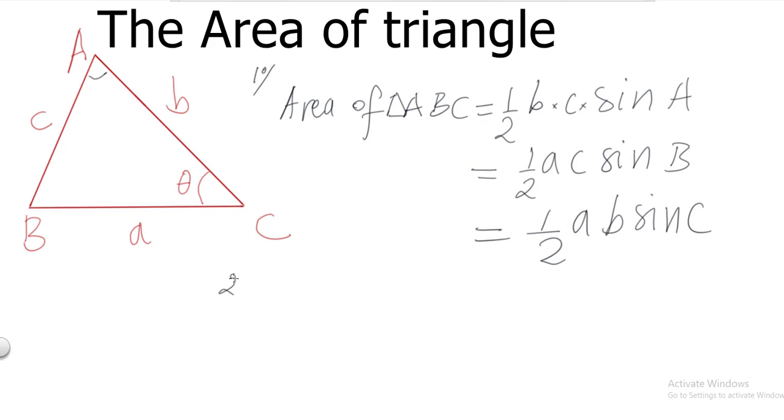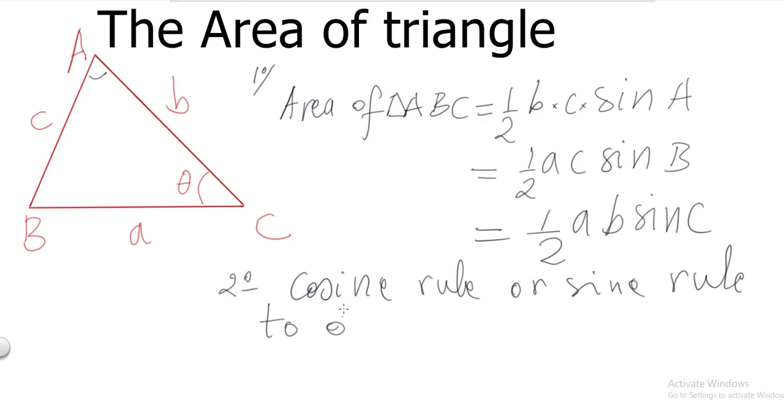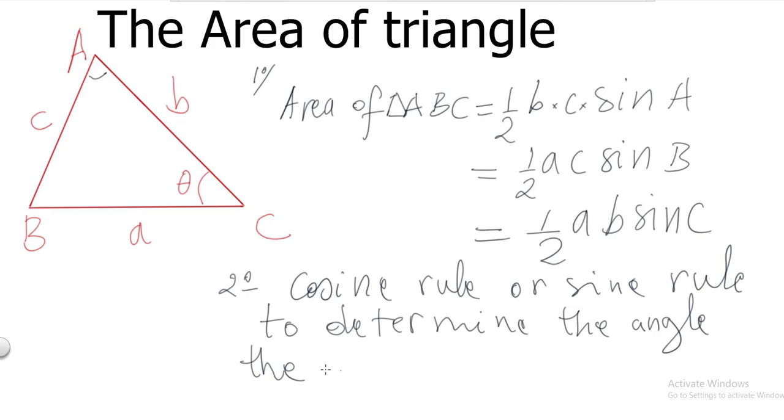Another method, if there is no angle given and only the sides are given: you can use the cosine rule or the sine rule to determine the angle, and then use the area of a triangle formula.